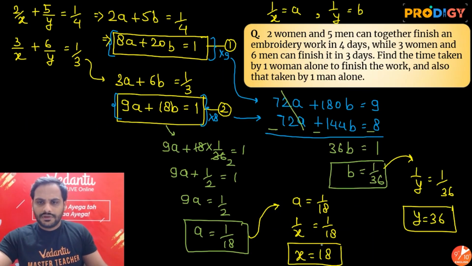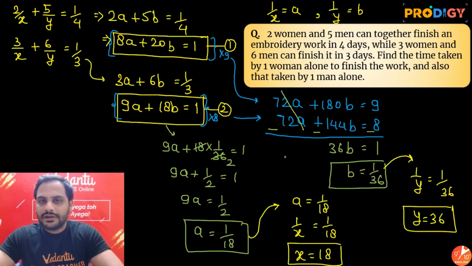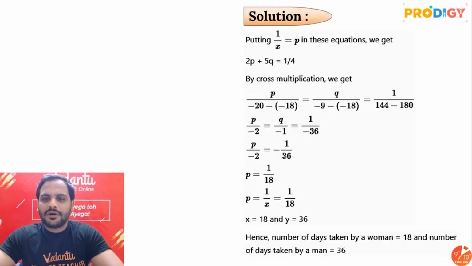Sorry. X is 18, Y is 36. Yes. So one woman alone will complete it in 18 days and one man alone will complete it in 36 days. Okay? This is how this question will be done. So it's all about solving the question.